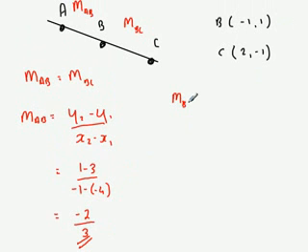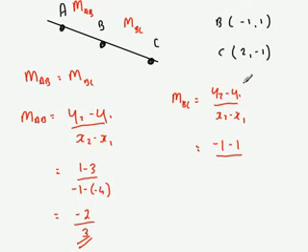MBC should also be equal to negative 2 over 3. Let's find out. So y2 minus y1 over x2 minus x1, and subbing in values this time, x1, y1, x2, y2, negative 1 subtract 1 over 2 and subtract negative 1. We have negative 1 subtract 1 gives us negative 2. 2 subtract negative 1 is the same as 2 plus 1, which is 3, and we can see that the gradients are both equal and equal to negative 2 over 3.